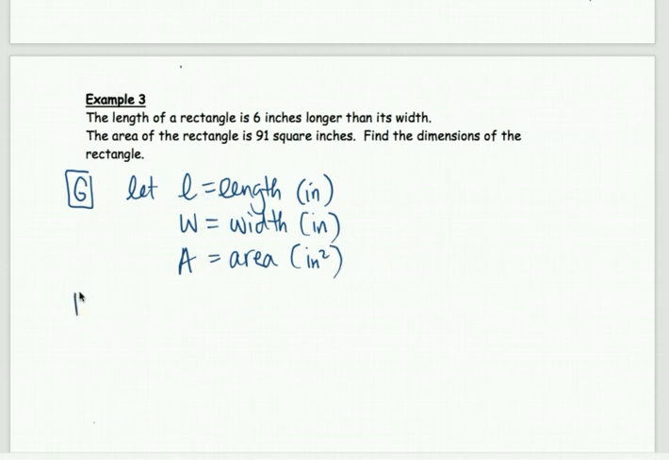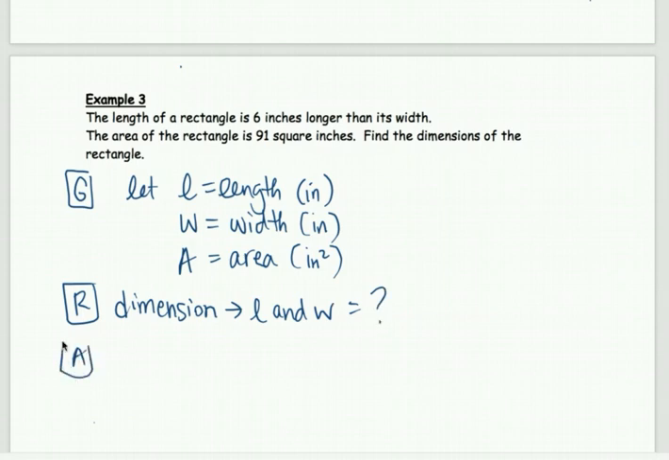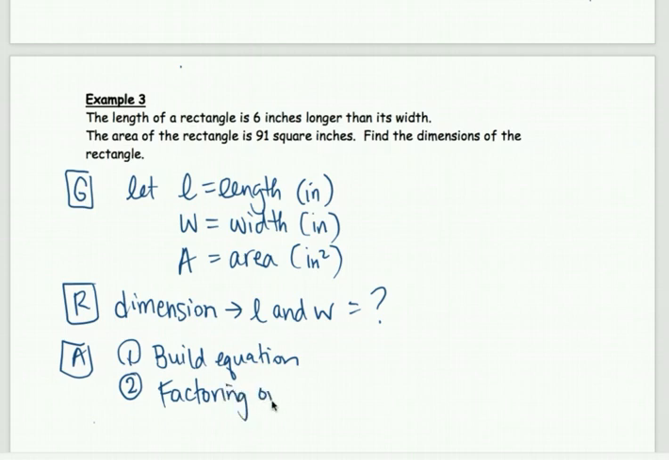So what is it that we need to find? We need to find the dimensions. That means we need to find the length and the width. All right, so what's our plan here? We need to build a quadratic equation first. So build your equation. And see how there's nothing about finding the max or the minimum values. So from there, you're just going to be solving it by factoring or using the quadratic formula.